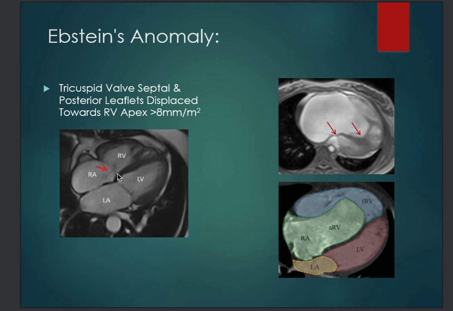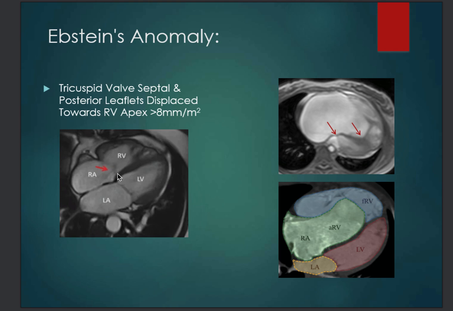The tricuspid septal leaflet is usually more apical, so this is the apex and this is the base of the heart. And this distance should not exceed 15 millimeters or should not exceed 8 millimeters divided by the body surface area. If this distance is more than the 15 or more than the 8, then this falls in the spectrum of Ebstein anomalies. Usually the anterior leaflet of the tricuspid is tethered and very elongated.